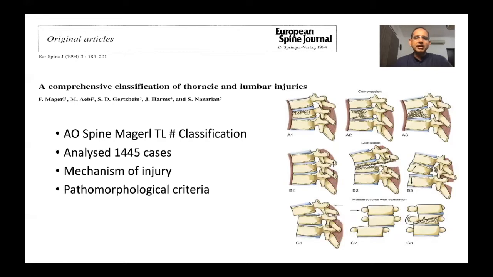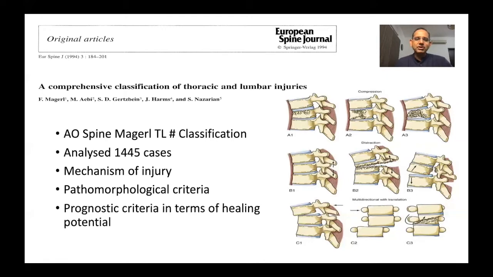Almost 11 years after Denis, in 1994, a group of stalwarts from the AO spine group, Magerl, Gertzbein, Harms, and others, came together and developed what came to be known as the AO Spine Magerl thoracolumbar fracture classification. They analyzed 1,445 cases and gave the mechanism of injury and pathomorphological criteria, depending upon which they described nine various types of injuries. These were progressively increasing in severity and complexity. So type A1 to A3 were compression injuries, B1 to B3 were the distraction injuries, and C1 to C3 involved those with multidirectional as well as translational injuries. They also gave prognostic criteria in terms of the healing potential of these injuries.